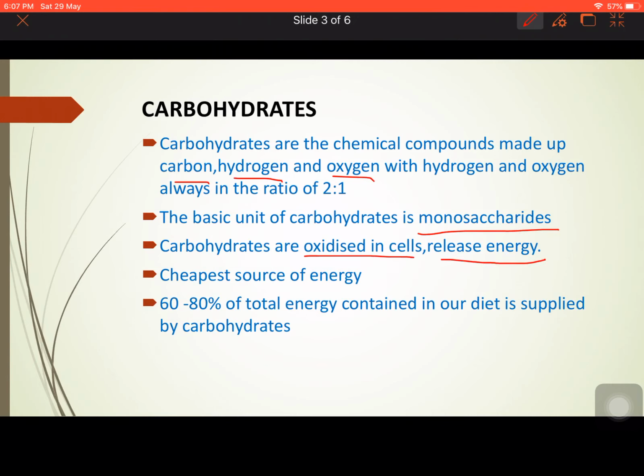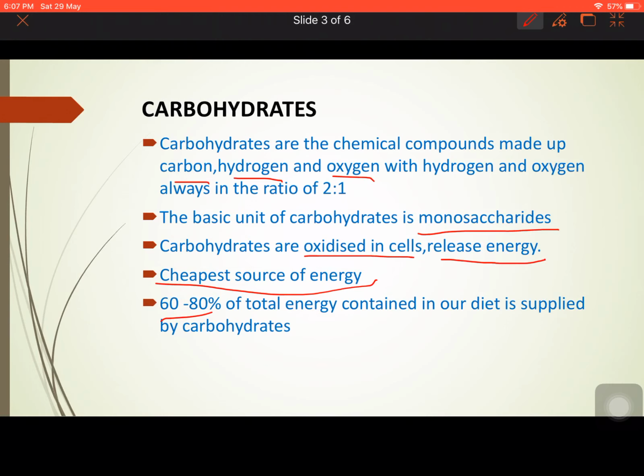Carbohydrates are always oxidized in the cells, which helps us to release energy. We all know that carbohydrates help us release energy, and they are called the cheapest source of energy. Whatever work we are doing, the energy comes from carbohydrates. If we are not taking enough carbohydrates, what will happen? We will fall sick. We will not get the energy to work.